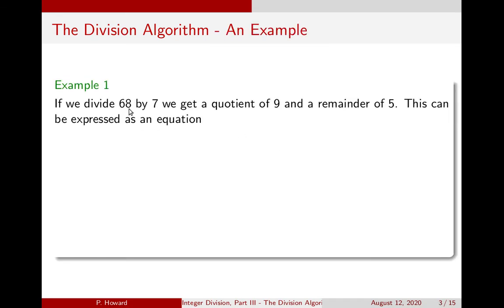So we want to divide 68 by 7. The division algorithm says that you can divide 68 by 7 and get a quotient, which is 9, and the remainder when you divide 68 by 7 is 5. And we will usually express this in equation form. 68 is 9 sevens plus 5. 68 is 9 times 7 plus 5.